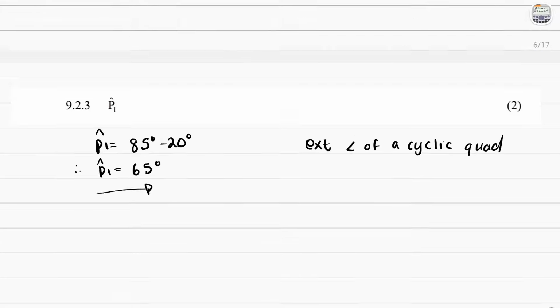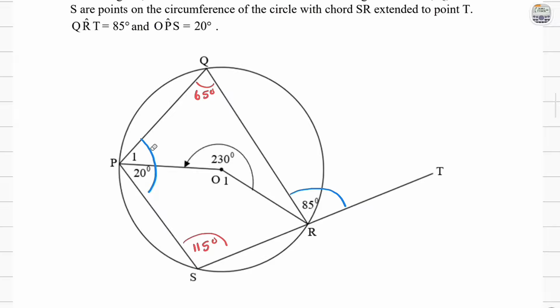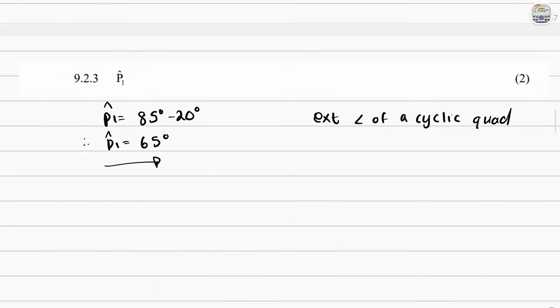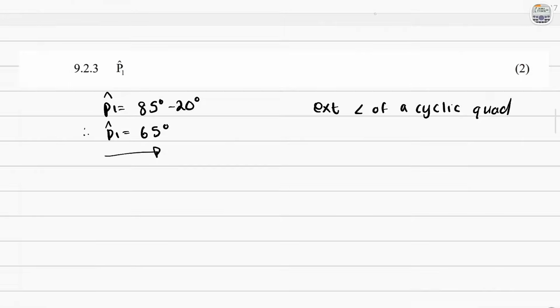So we'll say angle P1 is equal to 85 degrees minus that 20 degrees. So angle P1 is equal to 65 degrees. And the reason was because of the exterior angle of a cyclic quad. Okay, so that is our answer. And we can also make sure that we put that down, so we know that angle P1 is equal to 65 degrees. And moving on to the next question.